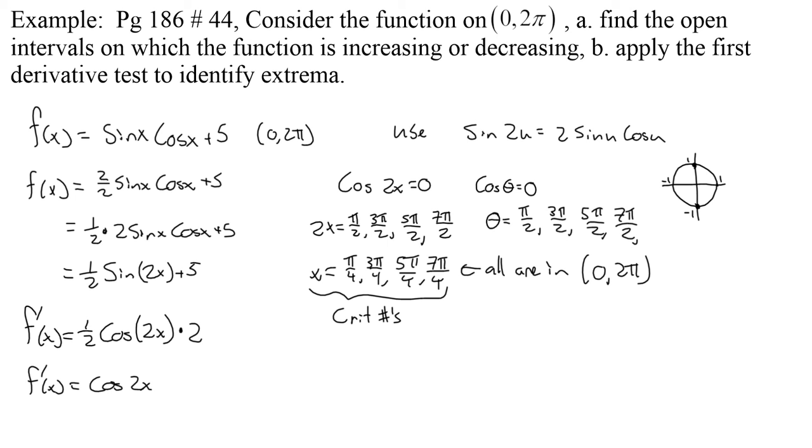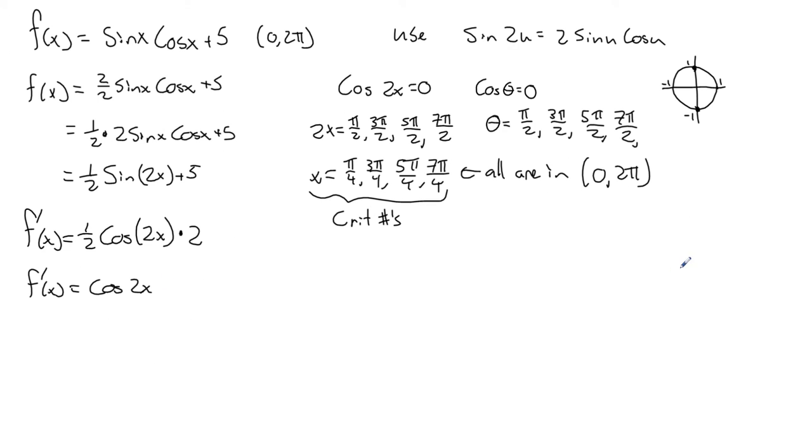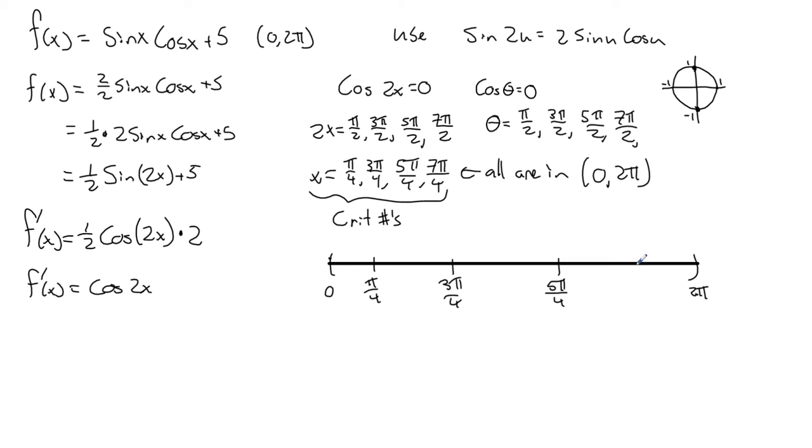So part A says, find the open intervals on which the function is increasing or decreasing. Well, now here I have this, and you know what? I've got a line tool. Let's use a line tool. That'll be better. We want to go from 0 to 2 pi. Right here is going to be pi over 4. Right here will be 3 pi over 4. Right here will be 5 pi over 4, and right here will be 7 pi over 4.